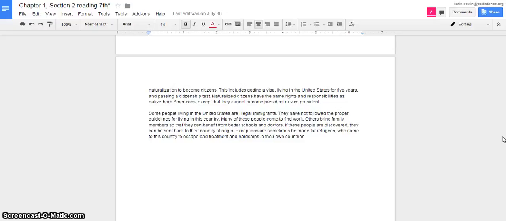Some people living in the United States are illegal immigrants. They have not followed the proper guidelines for living in this country. Many of these people come to find work. Others bring family members so that they can benefit from better schools and doctors. If these people are discovered, they can be sent back to their country of origin. Exceptions are sometimes made for refugees who come to this country to escape bad treatment and hardships in their own country.